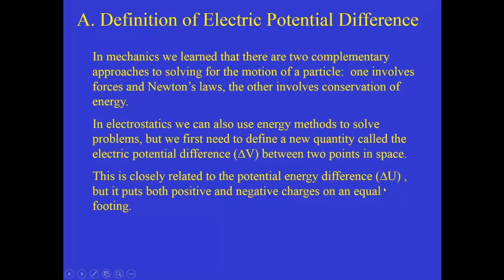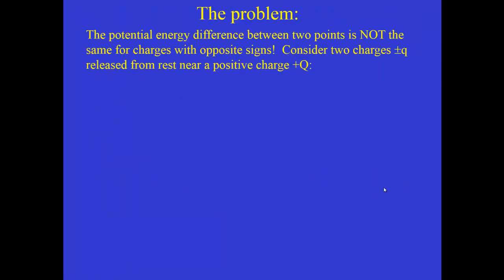So in order to understand why we want to define this new quantity delta V, let's look at a specific example and see what the problem is. The potential energy difference between 2 points turns out to not be the same if we look at charges with opposite signs. So here's a specific example. Imagine that we have this bottom charge plus capital Q, and if we release another positive charge plus little q at a point near the larger positive charge, it's going to be repelled, so it will move away.